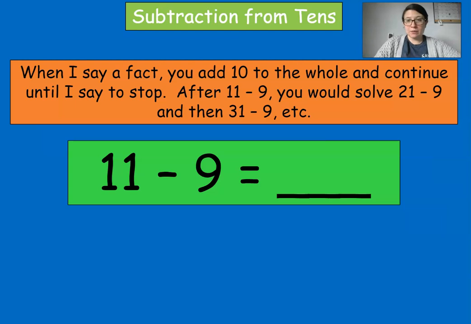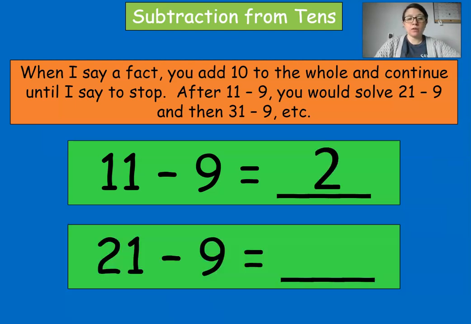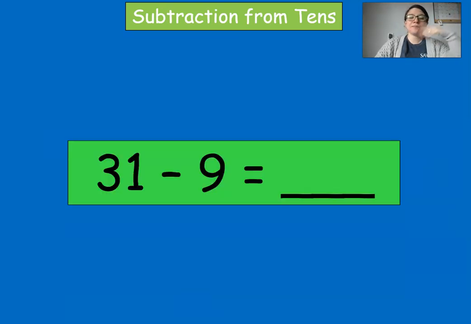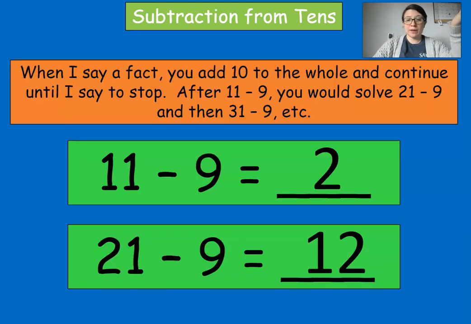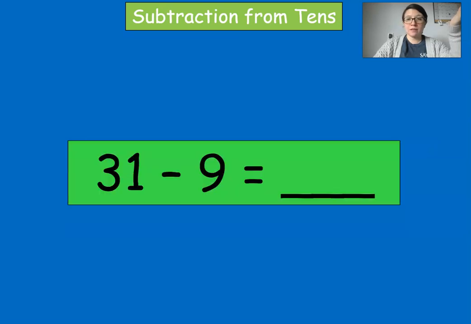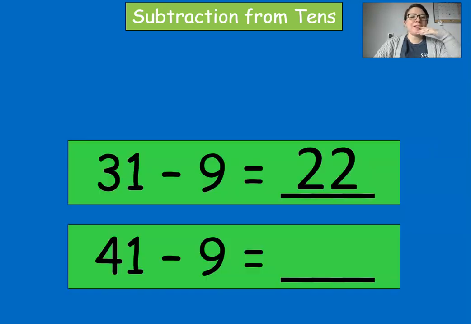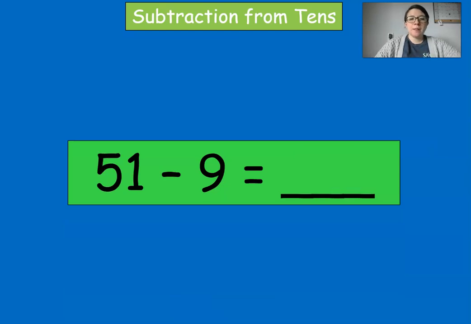So 11 minus 9, we get 2. Awesome. Add 10 to our whole, 21 minus 9. If we add 10 to the whole, with our compensation strategy, whatever we do to one, we do to the other, and we get 12. Awesome. Adding another 10. Remember, we had 12 before, so now we have 22. Good. Adding another 10 to our whole, so we're going to add another 10 to our answer, which is going to be 32. Nice job.